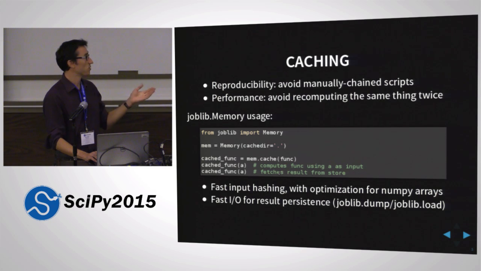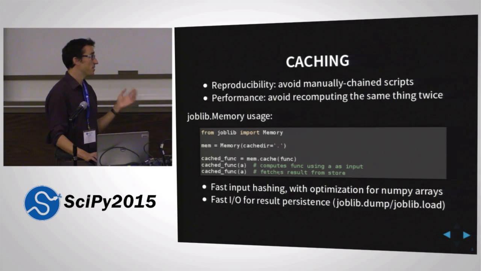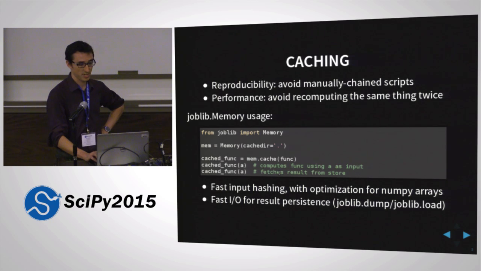So obviously, to do that, you have to be able to figure out whether the function has changed, whether the inputs were the same as previously. So you have fast input hashing, with some optimization especially for NumPy arrays. There's an MD5 hash basically behind the scenes.